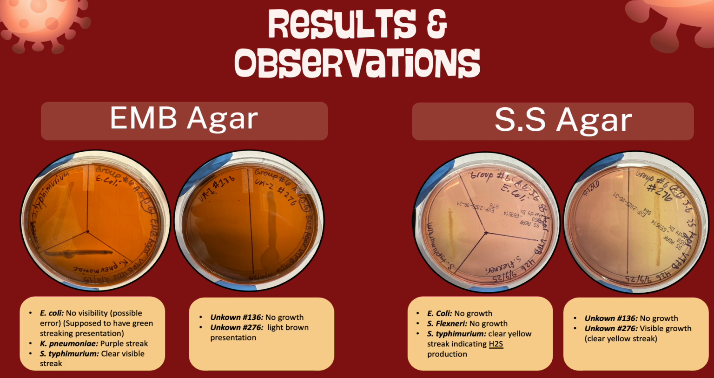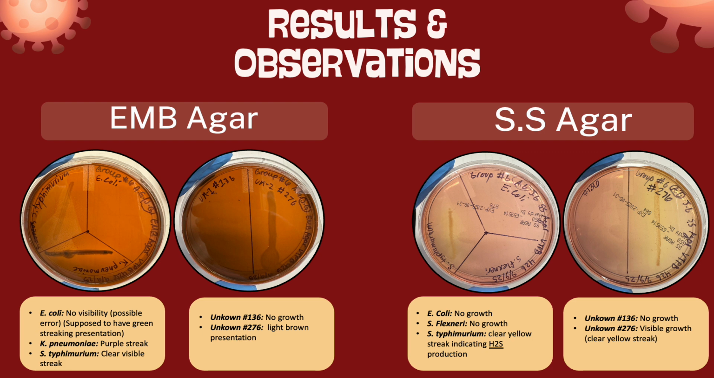Moving on to our results and observations for EMB agar, we noticed that on E. coli, there was no visibility, which in this case there was supposed to be. However, we're suspecting that this might have been due to some kind of possible error, since there was supposed to have been a green streaking presentation based off of our observations from other cultured bacteria.